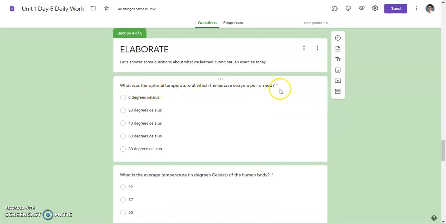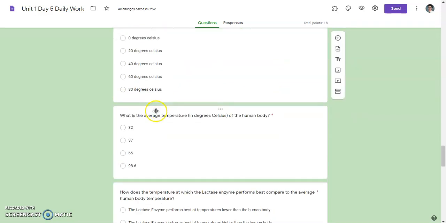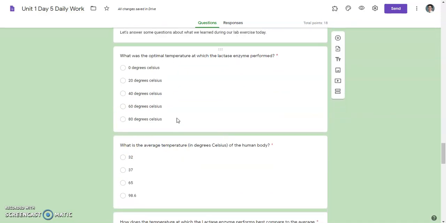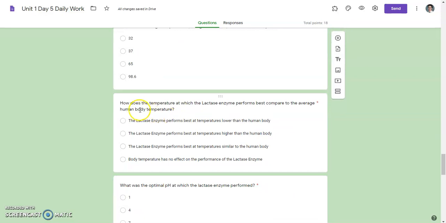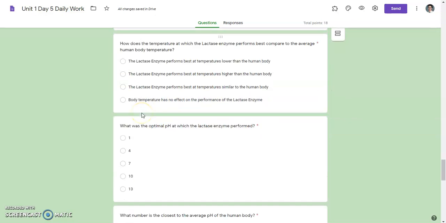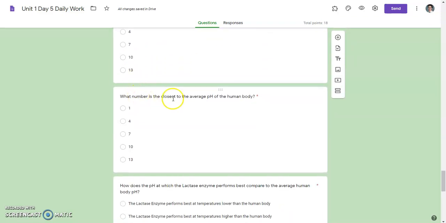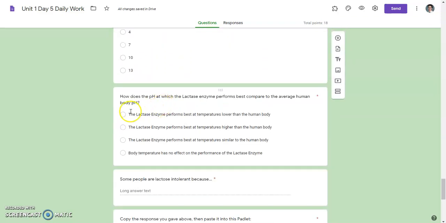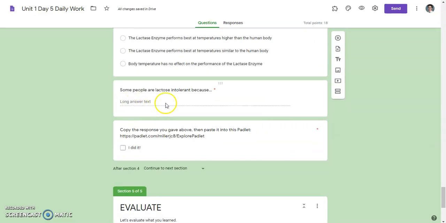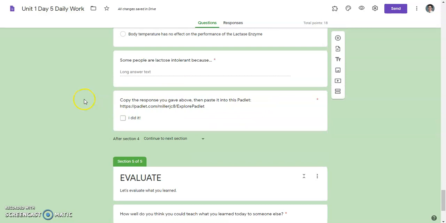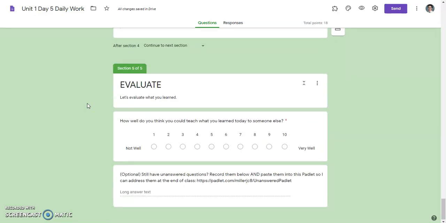It's going to ask you what was the optimal temperature at which lactase enzyme performed, what was the average temperature of the human body, how does the temperature at which the lactase enzyme performs best compare to the average human body temperature. Same thing for pH. What was the best pH? What number is the closest to the average pH of the human body? And how does the pH at which the lactase enzyme performs best compare to the average human body pH? Then tell me why you think some people are lactose intolerant. Put your response into the Padlet. And then you're done.